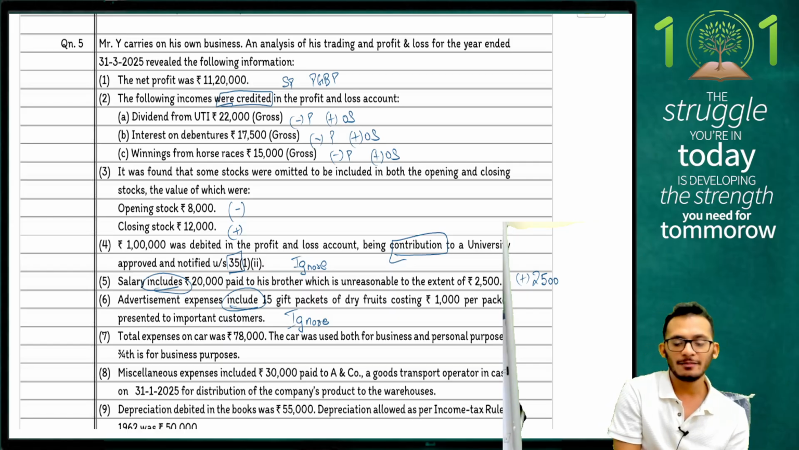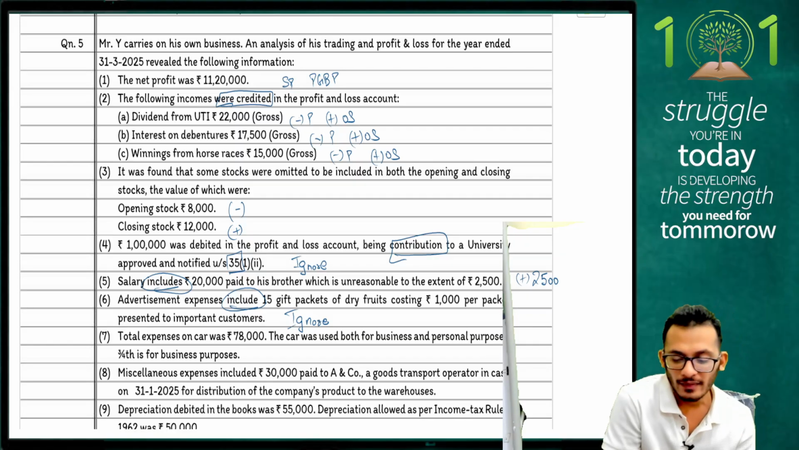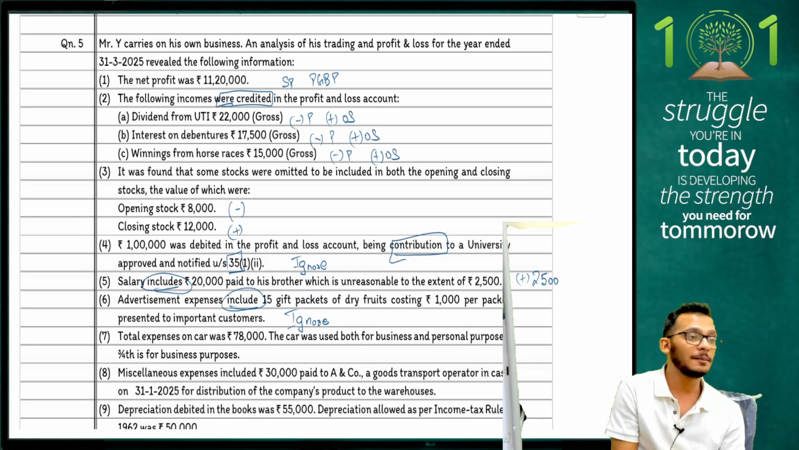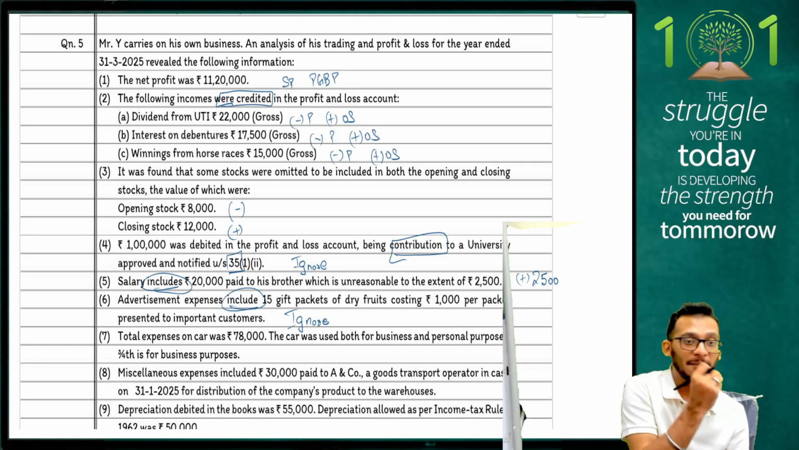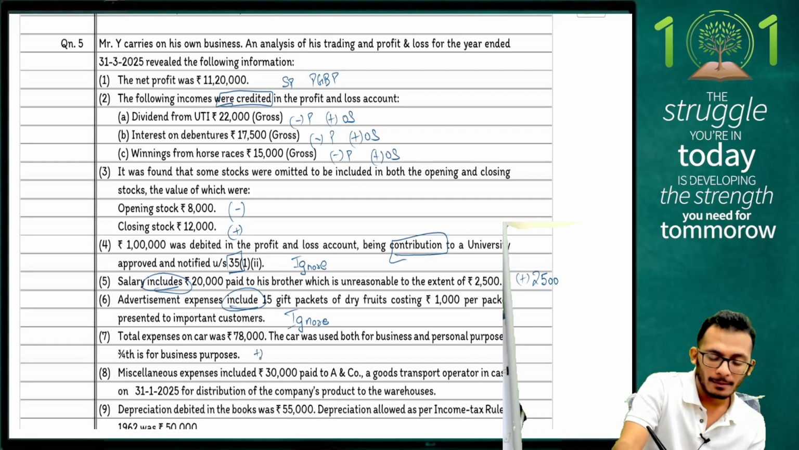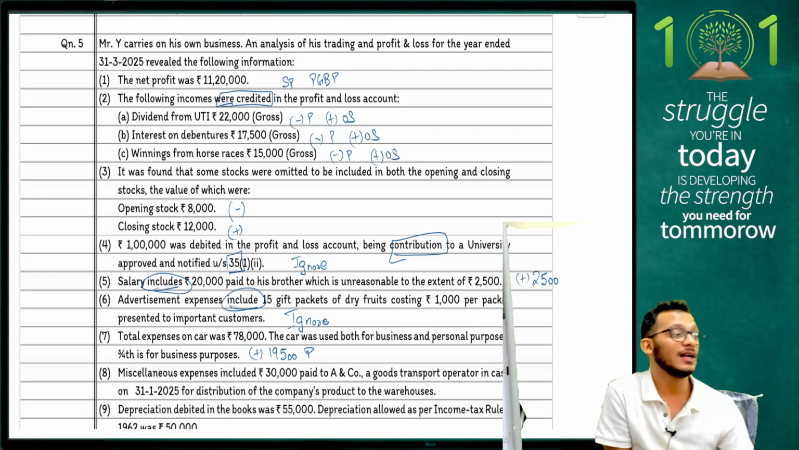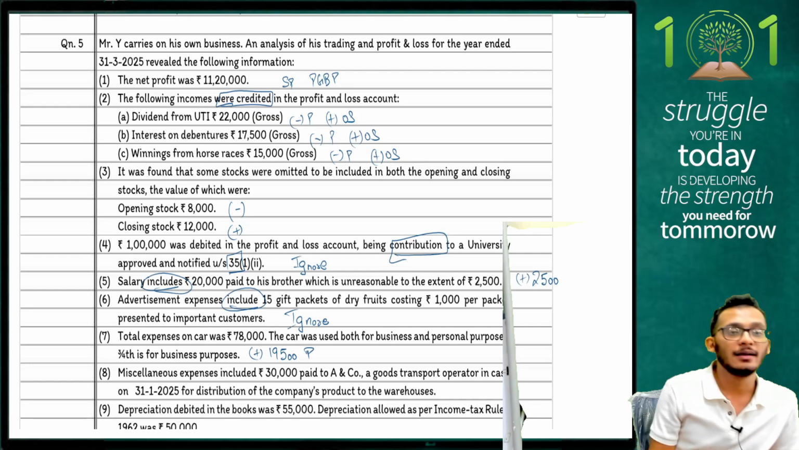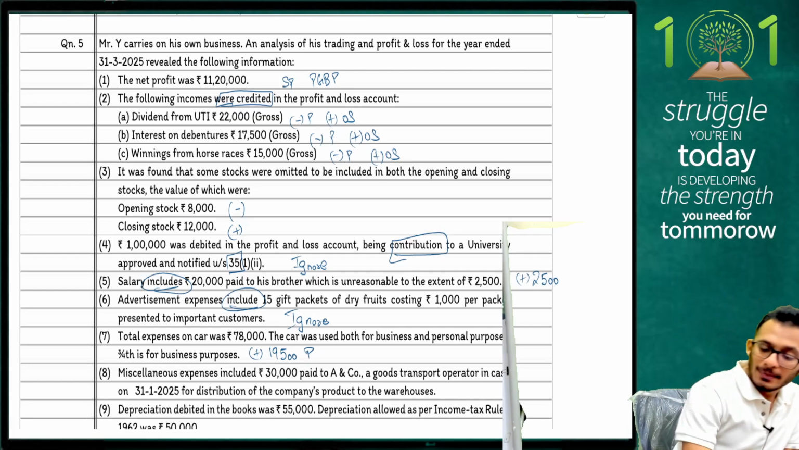Next. Total expenses on the car was 78,000. The car was used for both business and personal purpose. 3/4 is used for business purpose. Matlab I will disallow 1/4, meaning I will disallow 19,500 in my PGBP statement because the full expenses is there in my P&L. Correct? Yes, sir.